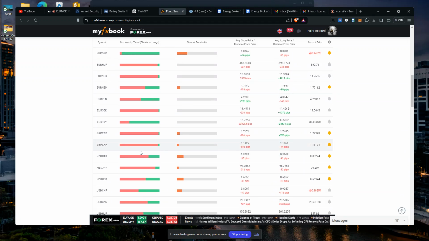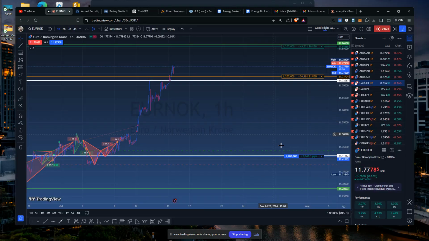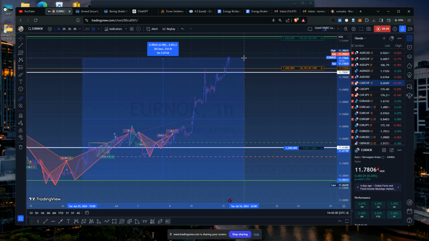So look at NOK. Who's winning? The average long price is up 4,611 pips. I'm up 336. If I was at 4,000, I'd be down here. These are a small group of people that were already in for the direction change.